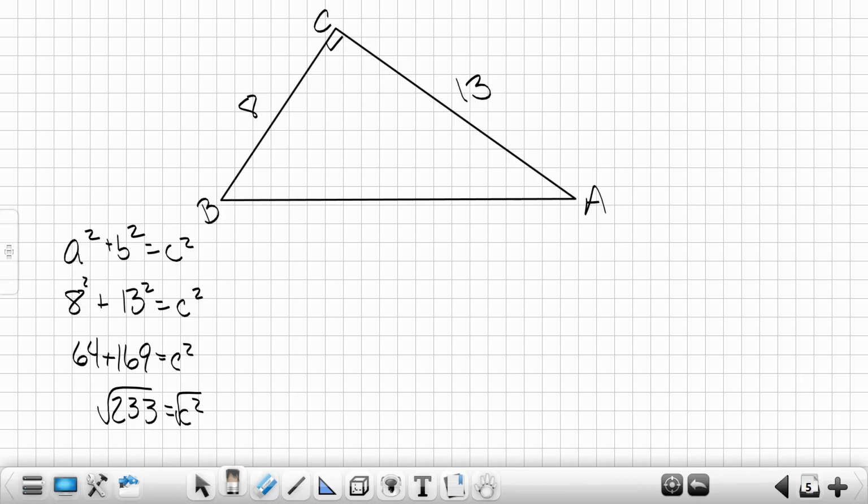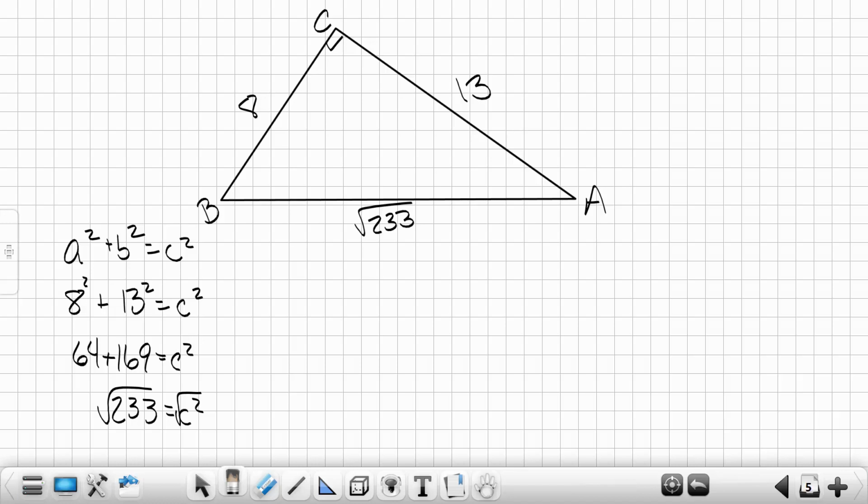Now 233, 2 doesn't go into it, 3 doesn't, 4 doesn't, 5 doesn't, 6 doesn't, 7 does not, 8 doesn't, 9 doesn't, 11 doesn't, 10 obviously doesn't, 13 does not, 17 doesn't go into it. Okay? So I'm pretty sure once you pass 15, the square root of it, there's no reason to keep on checking numbers to see if we can reduce this. So my hypotenuse is simply the square root of 233. That's fine.